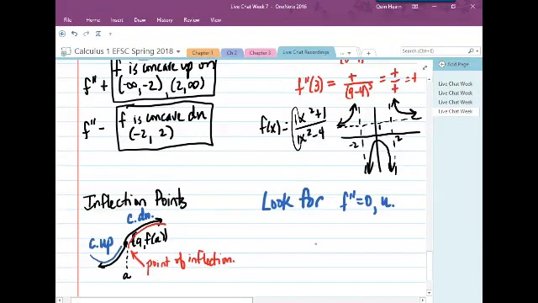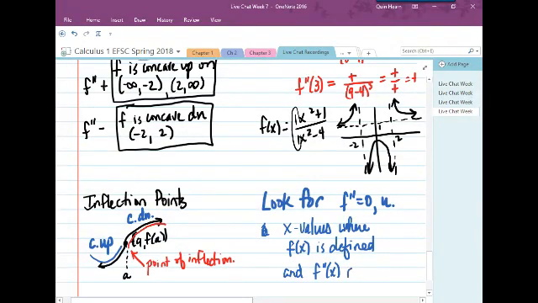Before, we were just looking for which intervals were concave up and concave down. Now we're going to look for values where the function is defined and then we have a change from concave up to concave down, so the sign of the second derivative changes. I just want to emphasize that we're going to look for x values where the original function is defined, so it can't be undefined, and the second derivative changes sign. And that can only happen where the second derivative is 0 or undefined.